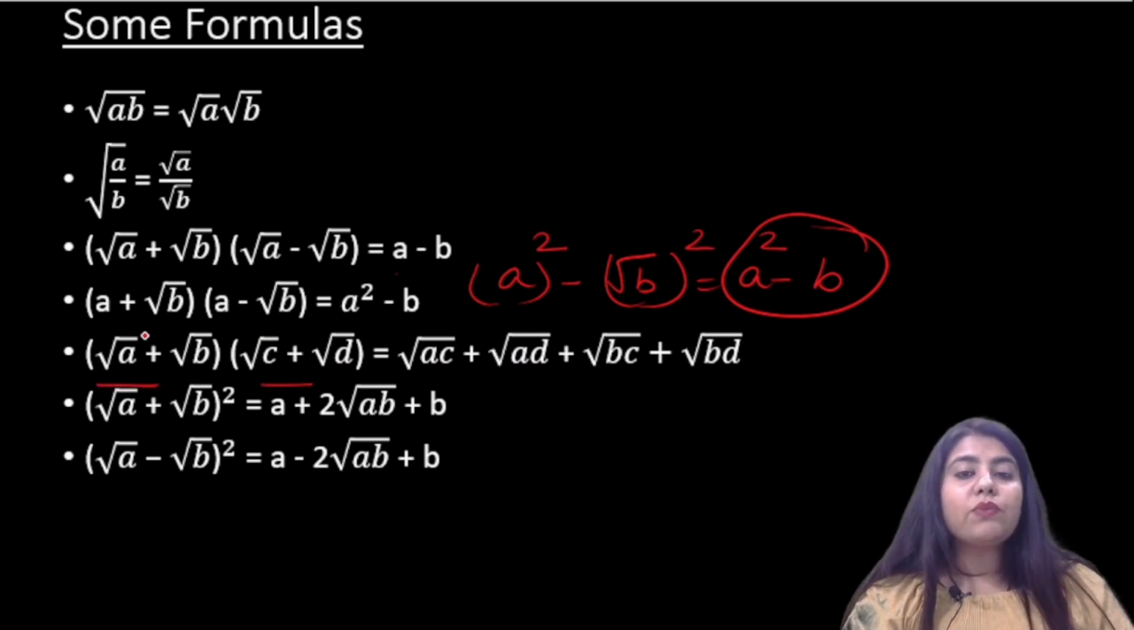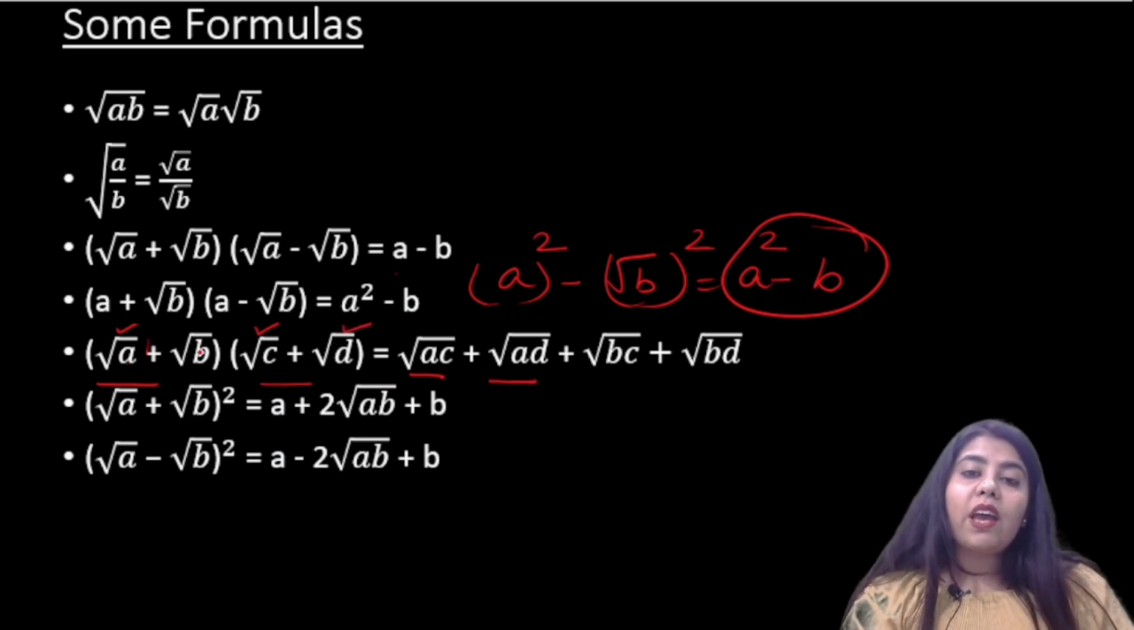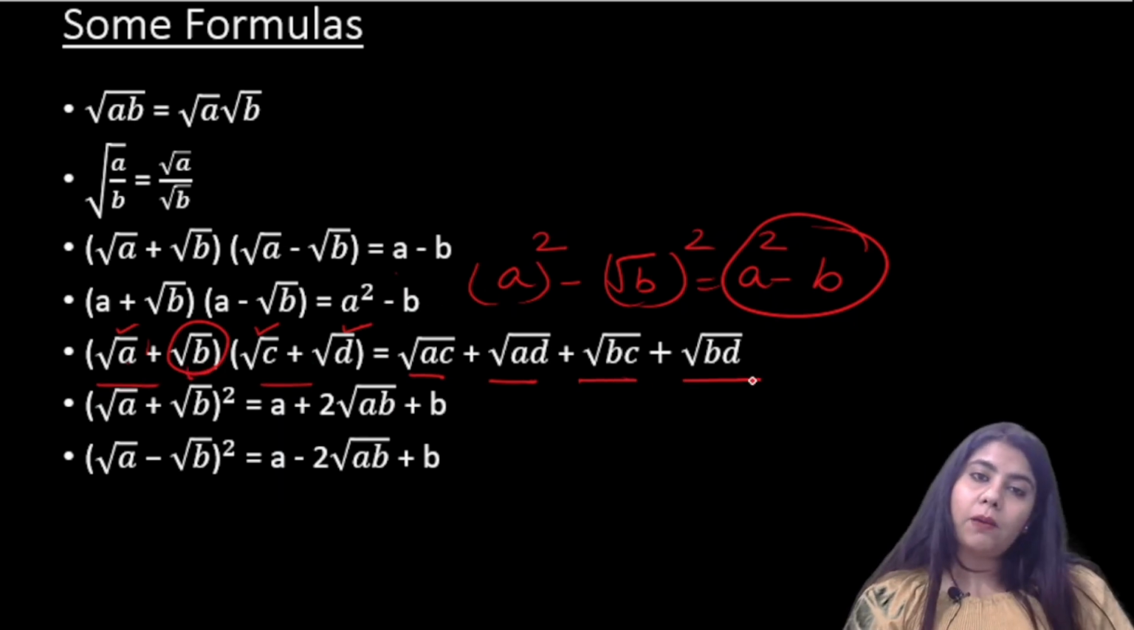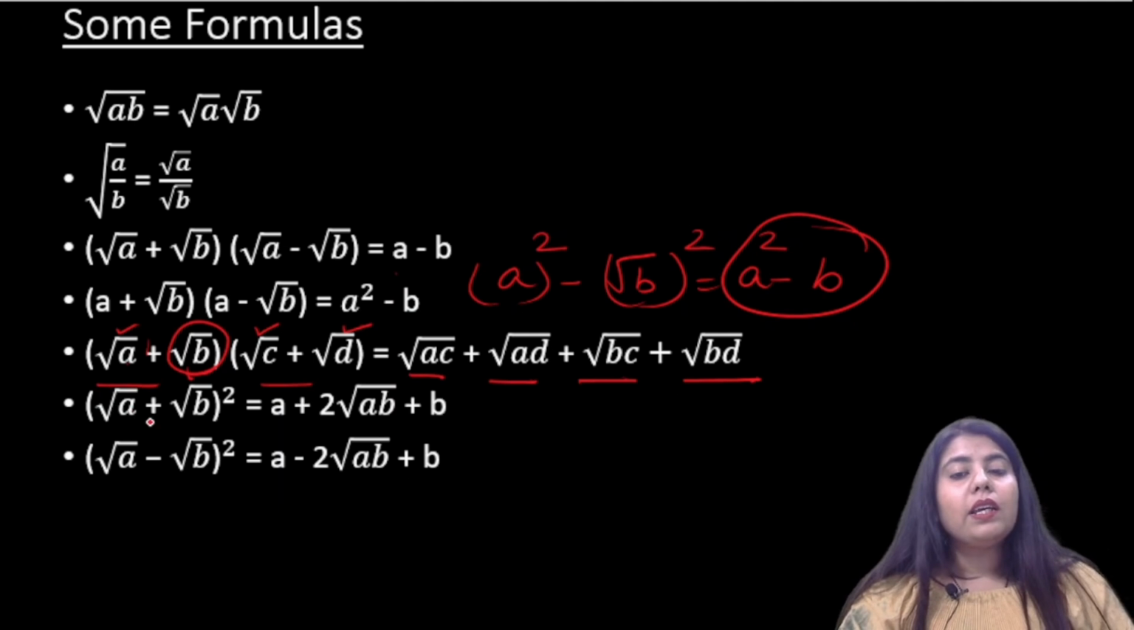Now the next is root A plus root B into root C plus root D. In this we have to multiply the first term by the second bracket first. Root A into root C is root AC. Next, root A into root D is root AD. Next, we multiply root B by the second bracket. Root B into root C is root BC, and root B into root D is root BD. Clear?